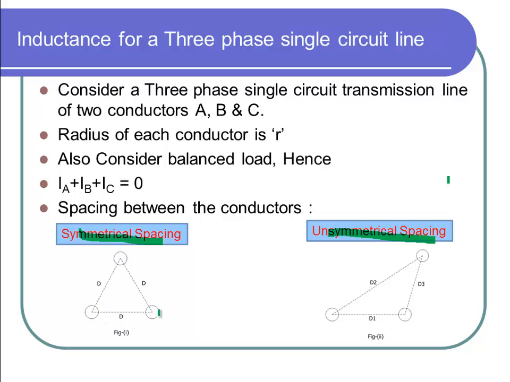B, B to C, C to A, initially you can consider D1, D2, D3 like that, and this D1 equal to D2 equal to D3 equal to simply D. So like that you can imagine while you are solving the equation. Up to a certain part of the equation we are going to imagine the distance between the conductors as D1, D2, D3 like that. Then we will substitute in place of D1, D2, D3 simply D.